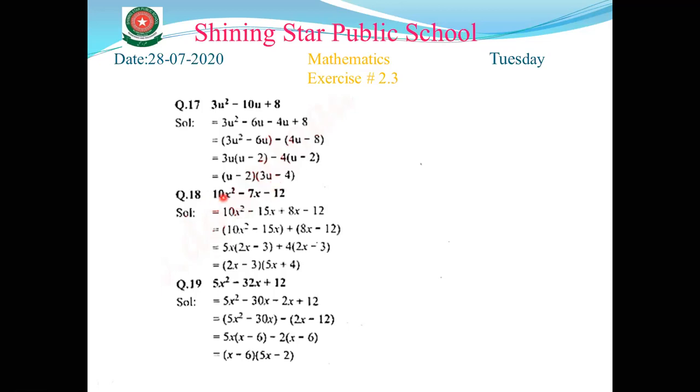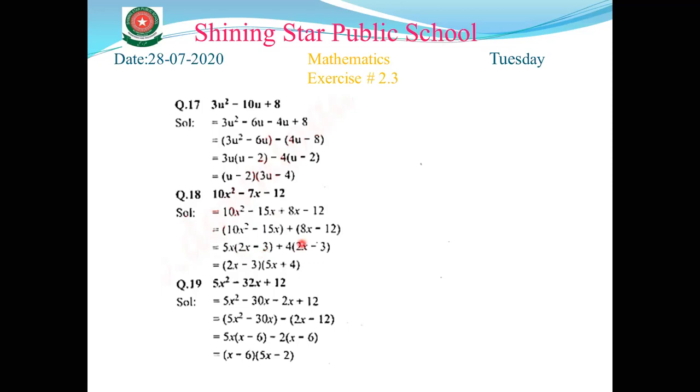In question number 18, 10 multiplied by 12 is 120. Now, we have to find two numbers. So the numbers are 15 multiplied by 8. 15 multiplied by 8 is 120. Minus 15 plus 8 is minus 7. Okay. Now 10x square minus 15x. From these two terms we take the common 5x.